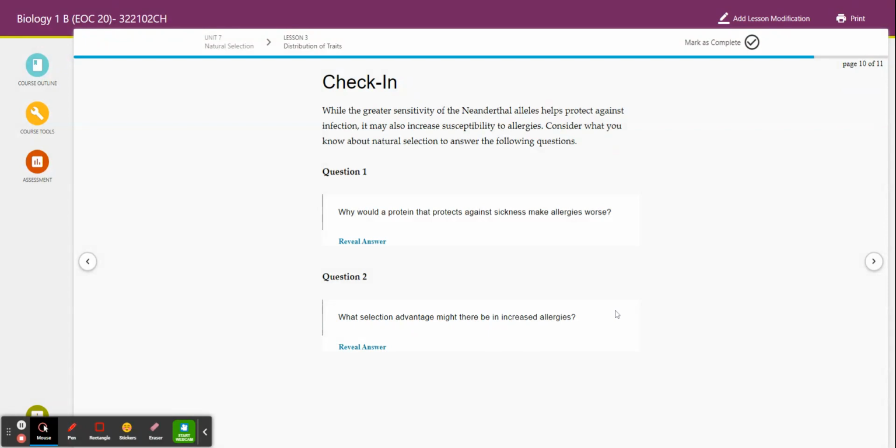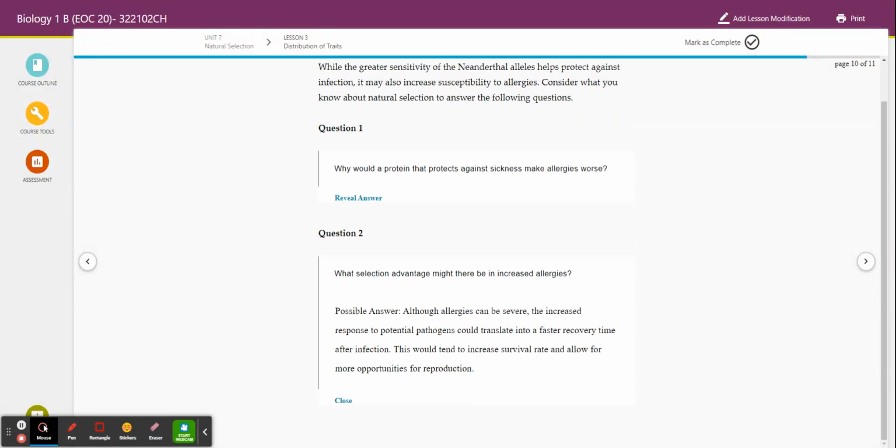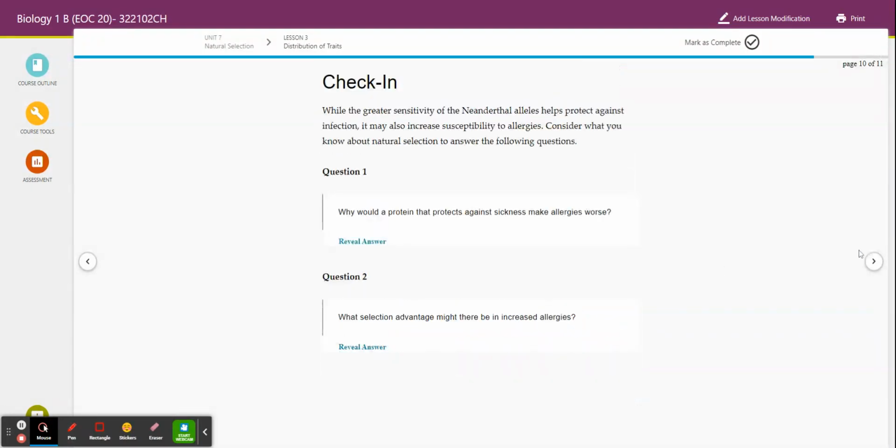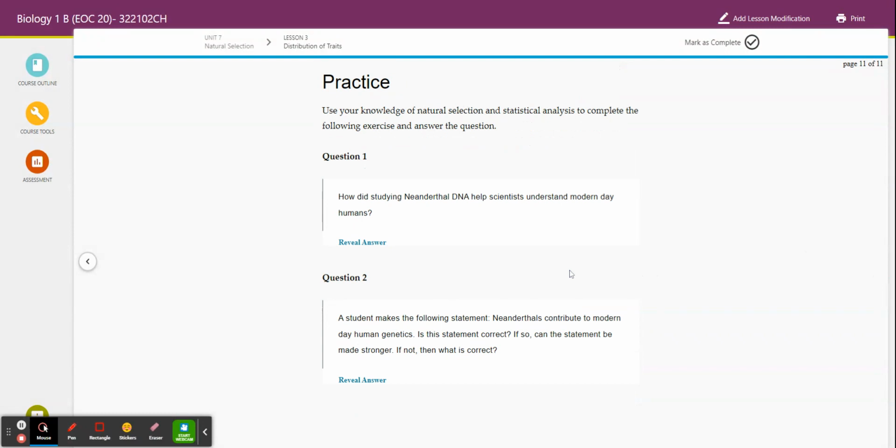Question number 2. What selection advantage might there be in increased allergies? Possible answer: although allergies can be severe, the increased response to potential pathogens could translate into a faster recovery time after infection. This would tend to increase survival rate and allow for more opportunities for reproduction.